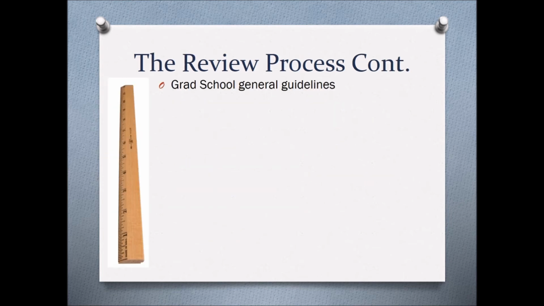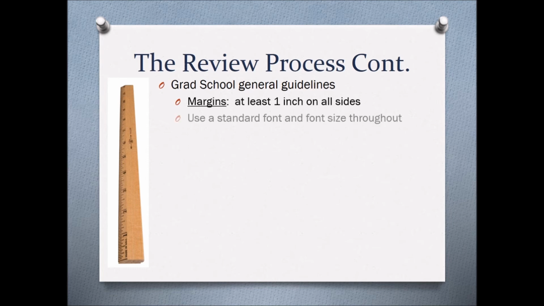So these are the grad school general guidelines. There are many guidelines, but these are the ones I get most questions about. Your margins should be at least 1 inch on all sides, so don't make them uneven, like 2 inches on one side and 1 inch on another. 1 inch on all sides, so it's nice and even. Use a standard font and font size throughout. Standard font would be Times New Roman or Arial or Calibri. These are standard fonts that are viewable easily on all devices, and keep your font size the same throughout.